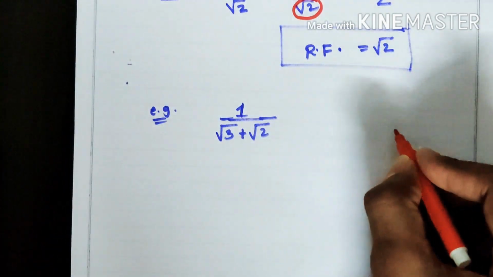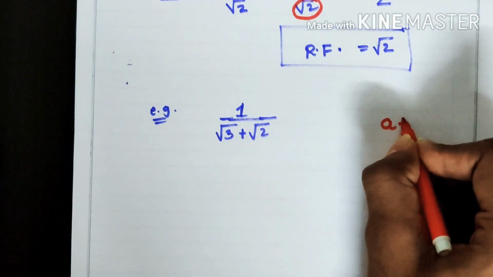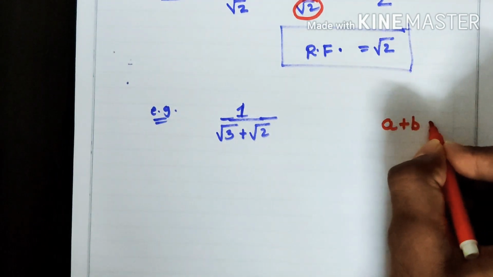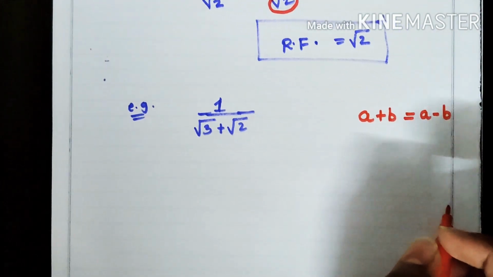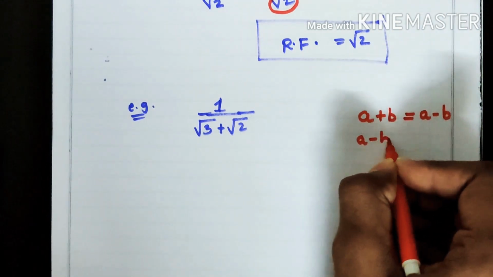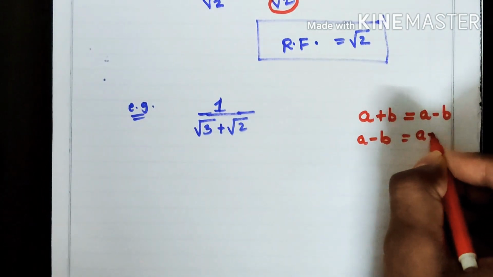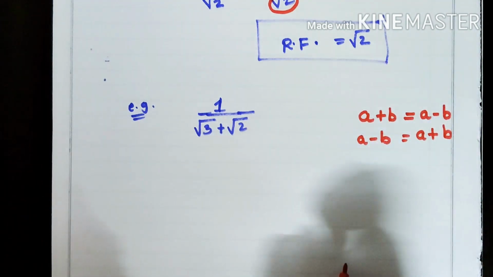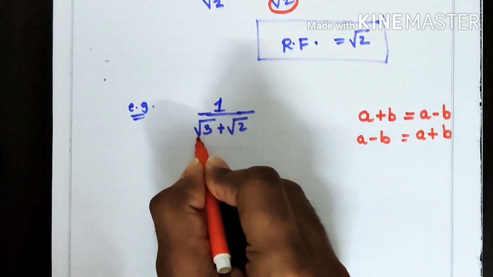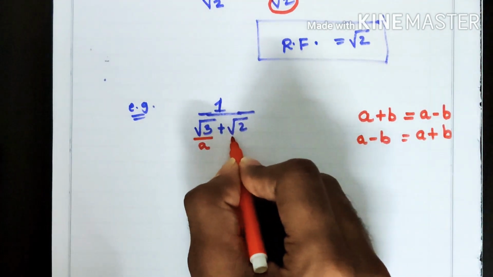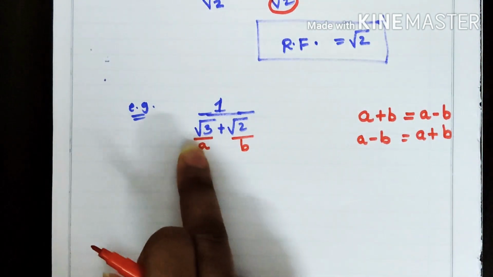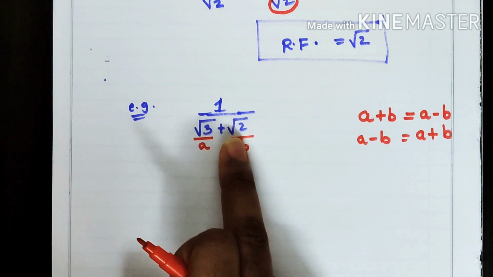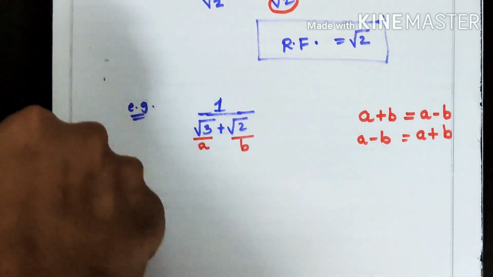In the previous video, I explained the rationalizing factors. If the number is a plus b, its rationalizing factor will be a minus b. If the number is a minus b, then its rationalizing factor will be a plus b. In the same way here, root 3 is a and root 2 is our b.